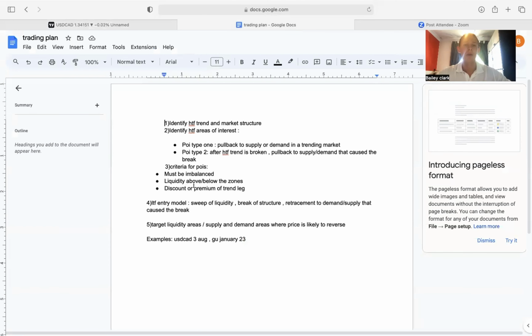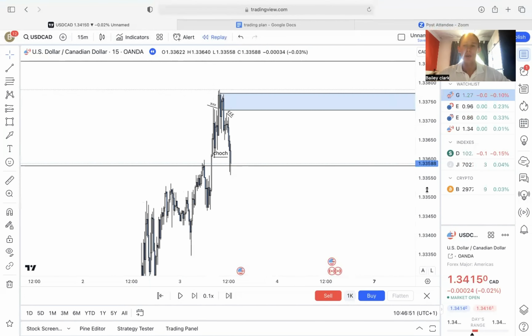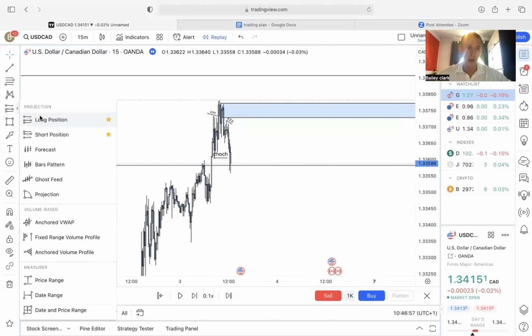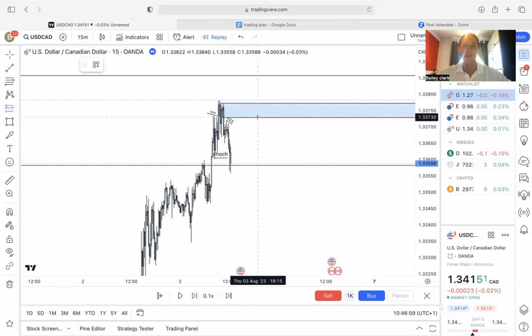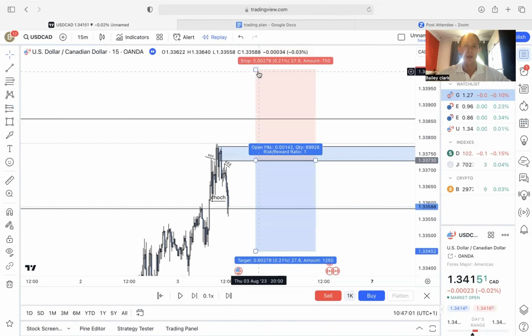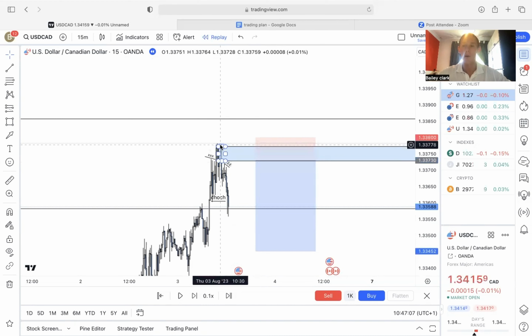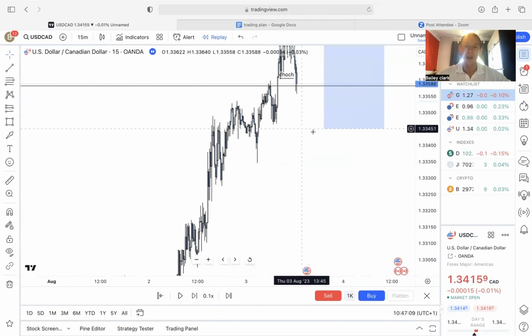It has imbalance, liquidity is below, and it is in a premium of the current leg. So on the lower time frames now, the current leg is from this low to this high, and this is obviously in a premium of that current leg. So simply all we do now is set a limit, stops just above the high, allowing a little bit of room, because sometimes these areas like to be whipped out and then price will go in the intended direction.